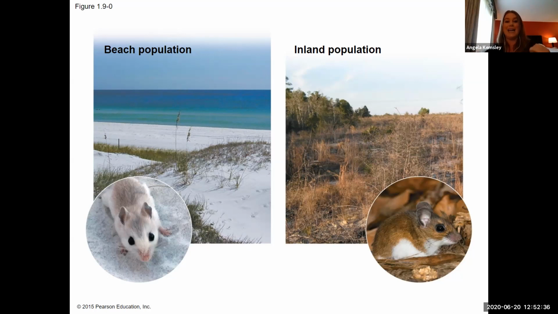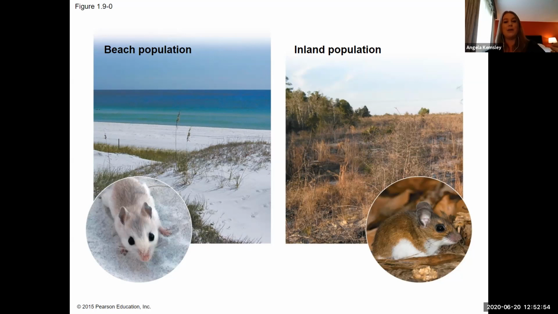So then we're going to test it. So the way that we're going to test it is we're going to have our control group, and our control groups are going to be mice from their own area. So we're going to take the light colored mice and we're going to keep them at the beach, and we're going to have the brown colored mice and we're going to keep them inland.